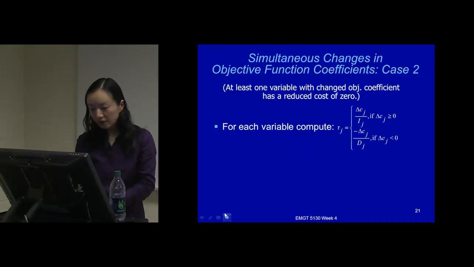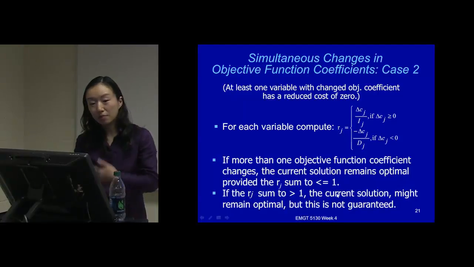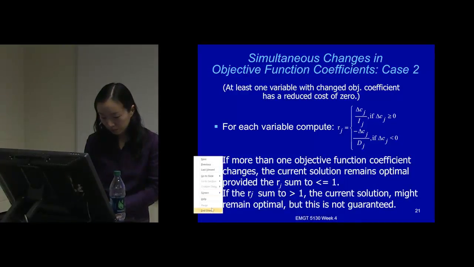But the second case, if at least one variable with a changed objective coefficient has a reduced cost of 0, then you look at the percentage of the change in regard to that allowable increase or decrease, and you add them together. If the sum is less than or equal to 1, then you are sure that the optimal solution won't change. Otherwise, it's not guaranteed. It may still not change, but it's not guaranteed. Okay, I'll illustrate this here.